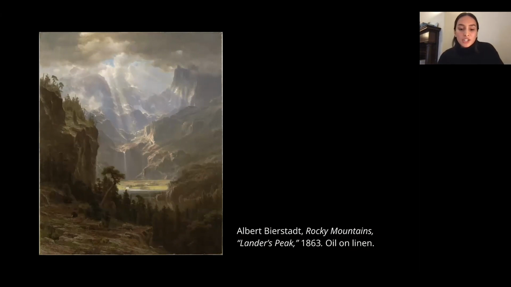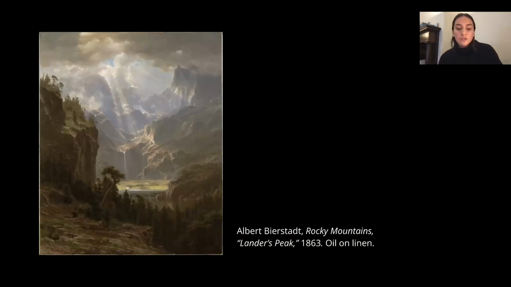Albert Bierstadt was a German-American painter known for his grandiose landscapes of the American West. In 1859, Bierstadt traveled on an expedition to the Rocky Mountain Range in Wyoming, led by Colonel Frederick Lander. Upon his return from this expedition, Bierstadt moved his studio to New York and transformed the sketches and stereographic images collected during this journey into large landscape paintings like the ones you see on this screen.